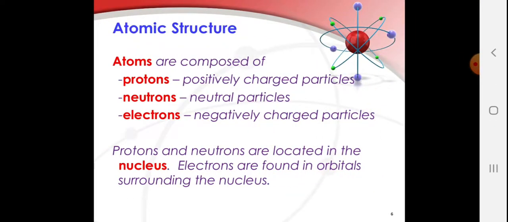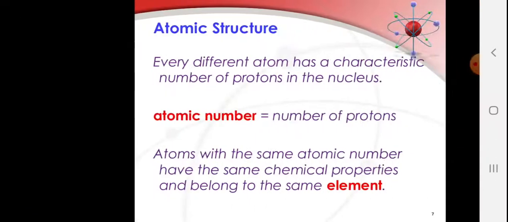Atomic structure. Atoms are composed of protons, neutrons and electrons. Protons are positively charged, neutrons are neutral in charge, and electrons are negatively charged particles. Protons and neutrons are located in the nucleus. Electrons are found in orbit surrounding the nucleus.